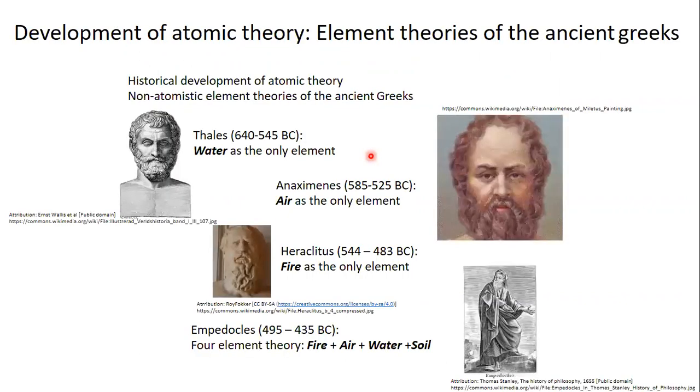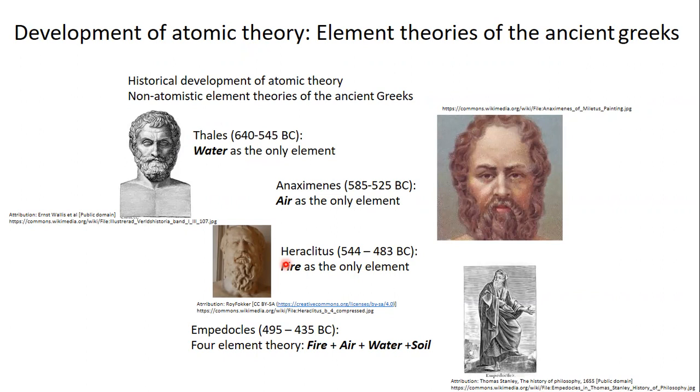And the first elemental theories were actually non-atomistic theories. So the first theories were one-element theories. So there was Thales, who thought of water as the only element, and there was Anaximenes, who thought air was the only element, and there was Heraclitus, who thought of fire as the only element. But as you can easily imagine, when you only assume one element, it's difficult to explain the complexity of all the matter by which we are surrounded.